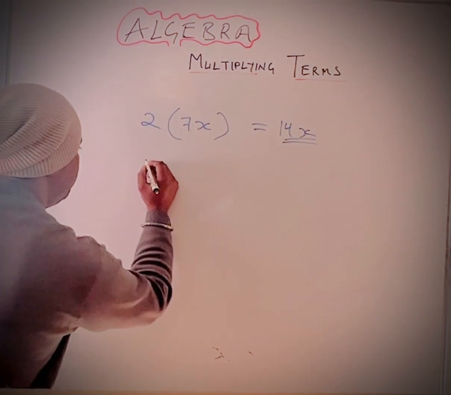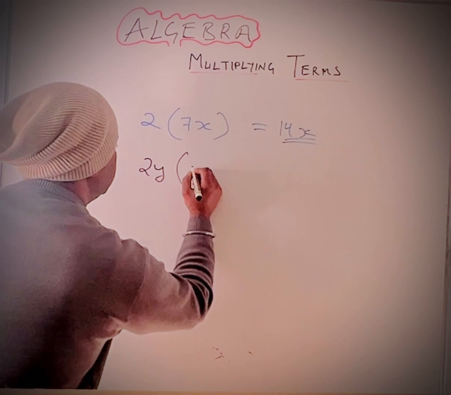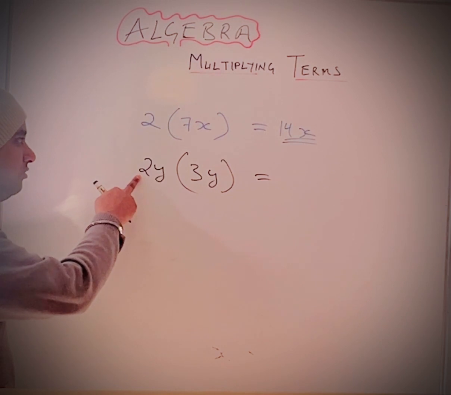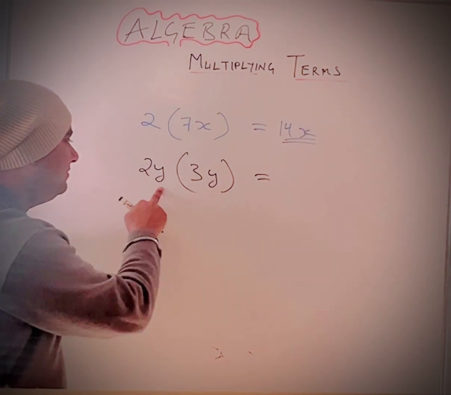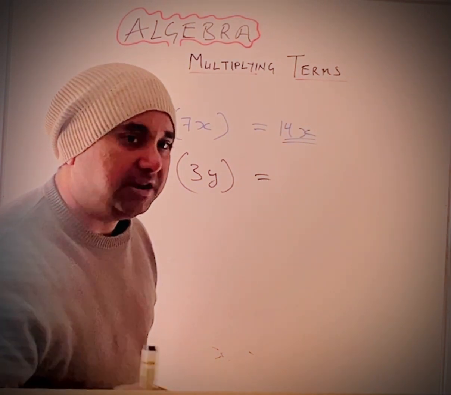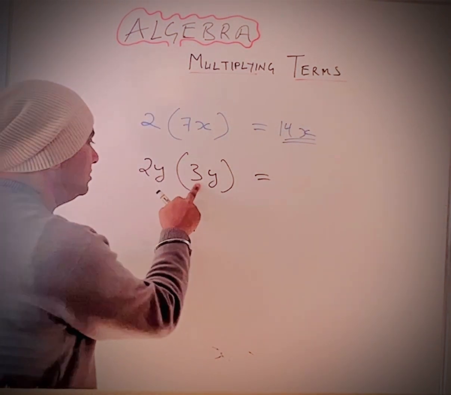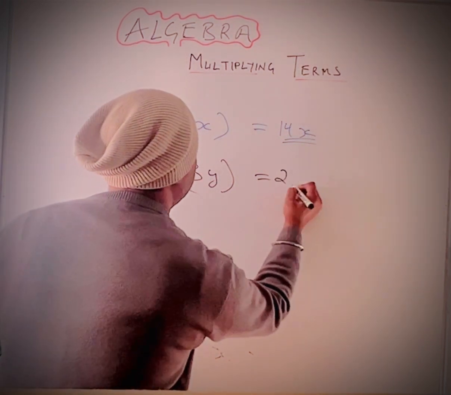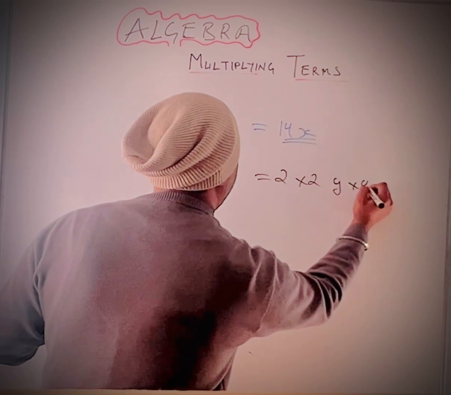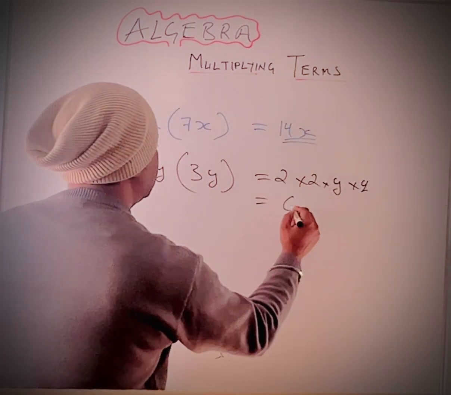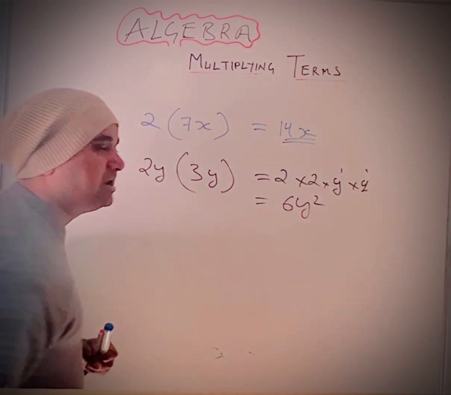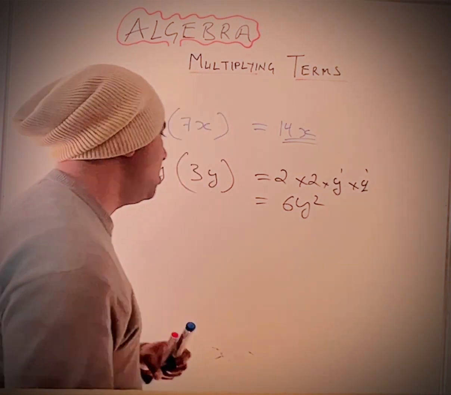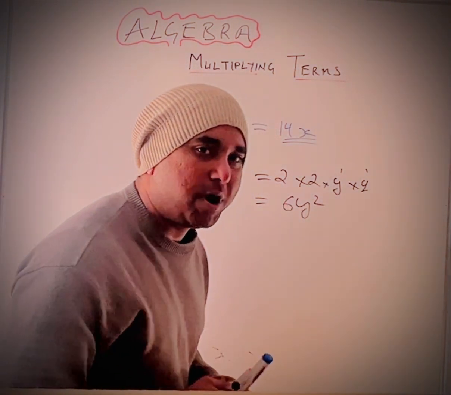Let's do another question. Let's say we have 2y times 3y. In this case, you can see we have coefficients and variables. According to the rule, the coefficient will be multiplied with the coefficient, and the variable will be multiplied with the variable. So 2 times 3, and y times y, gives us 6y squared. If there is no power on top of a variable, it's considered as 1. So 6y squared is the answer.